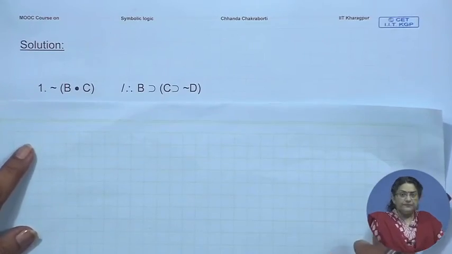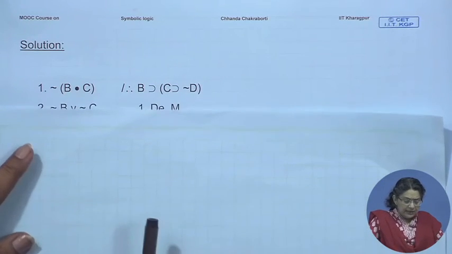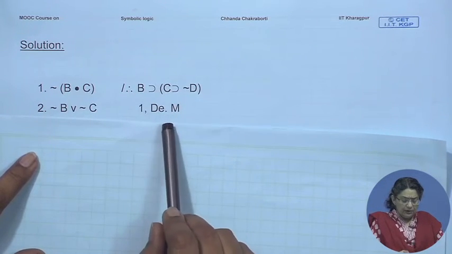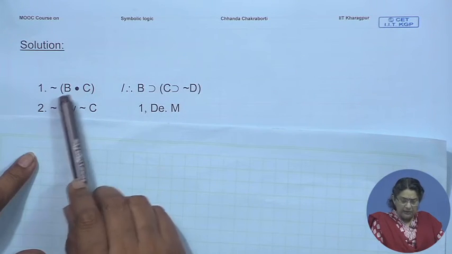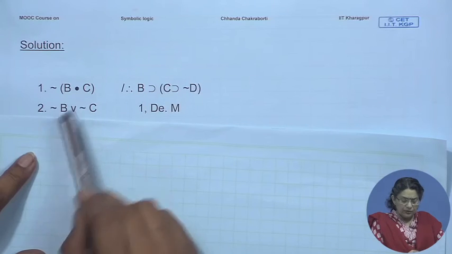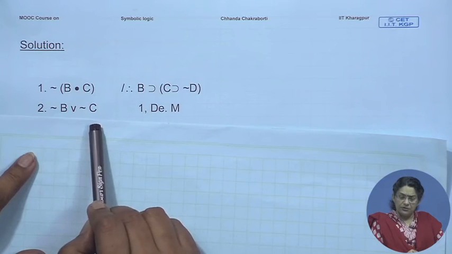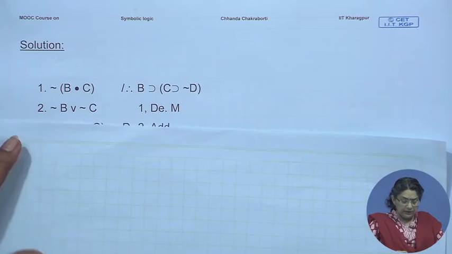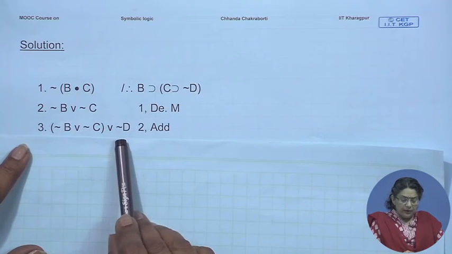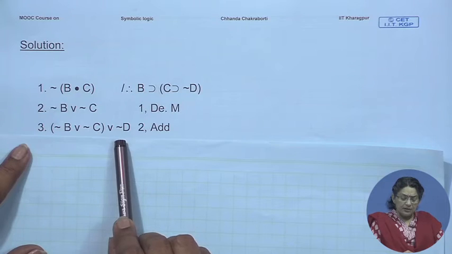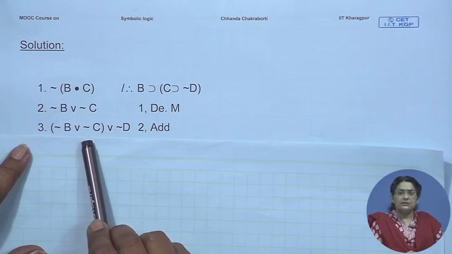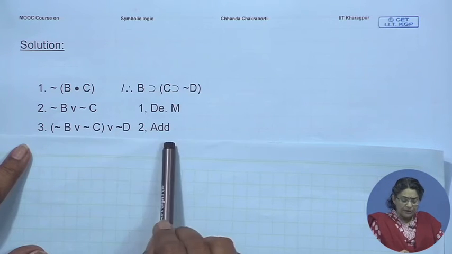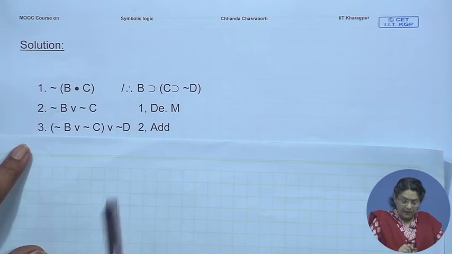See, this line was given, and from this the next line followed by the rule De Morgan. De Morgan does that. This tilde and then within the bracket the dot becomes tilde B, which is not C, De Morgan. The next one where the tilde D appears is nothing but adding the tilde D onto this line. So, addition will give you this, right.